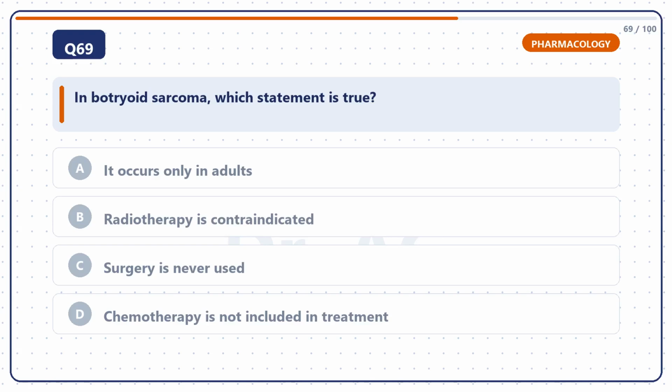Phenylketonuria. Question 69. In botryoid sarcoma, which statement is true? Option A. It occurs only in adults. Option B. Radiotherapy is contraindicated. Option C. Surgery is never used. Option D. Chemotherapy is not included in treatment.